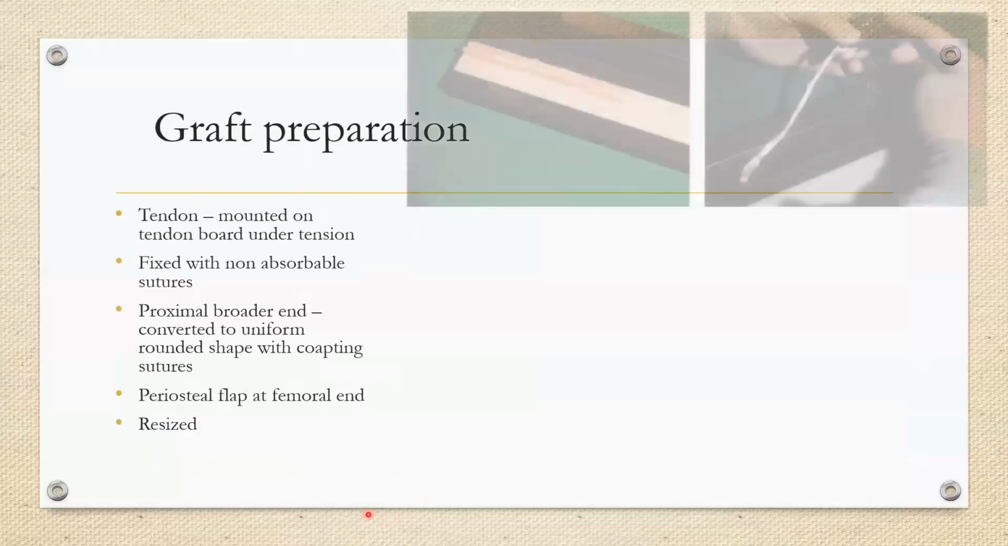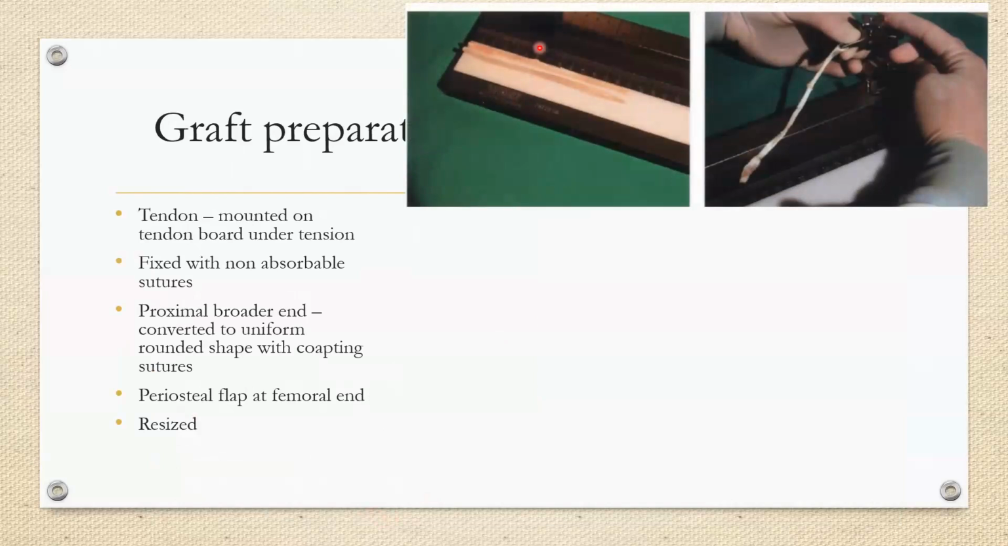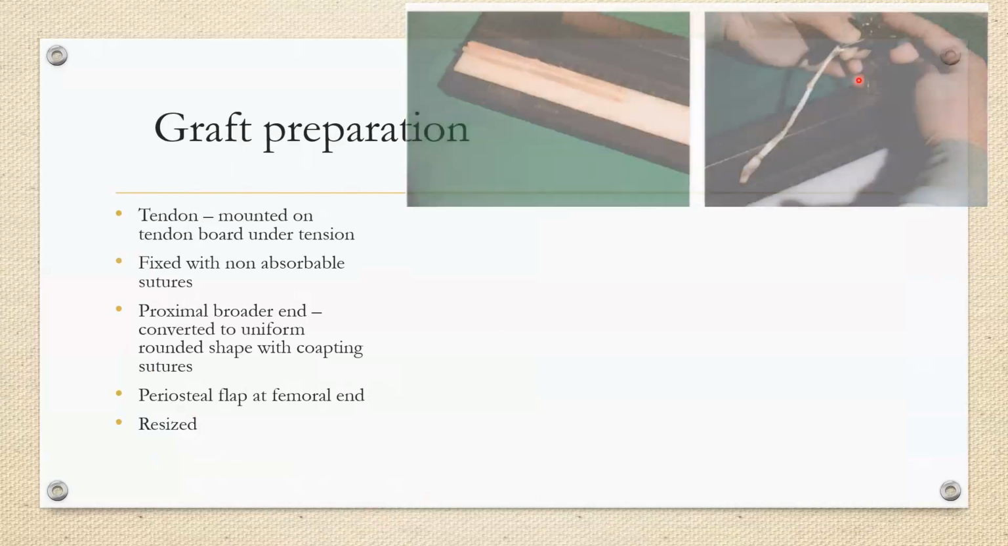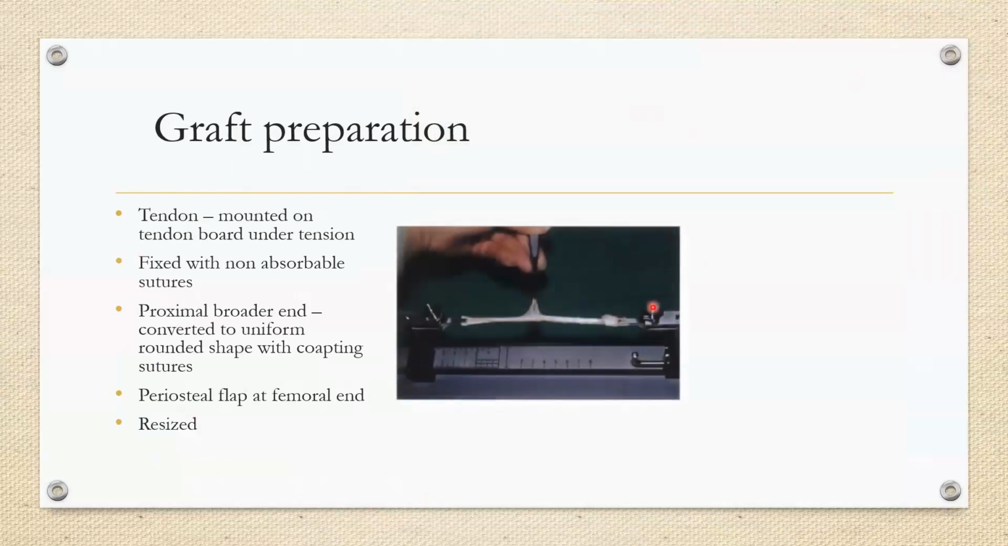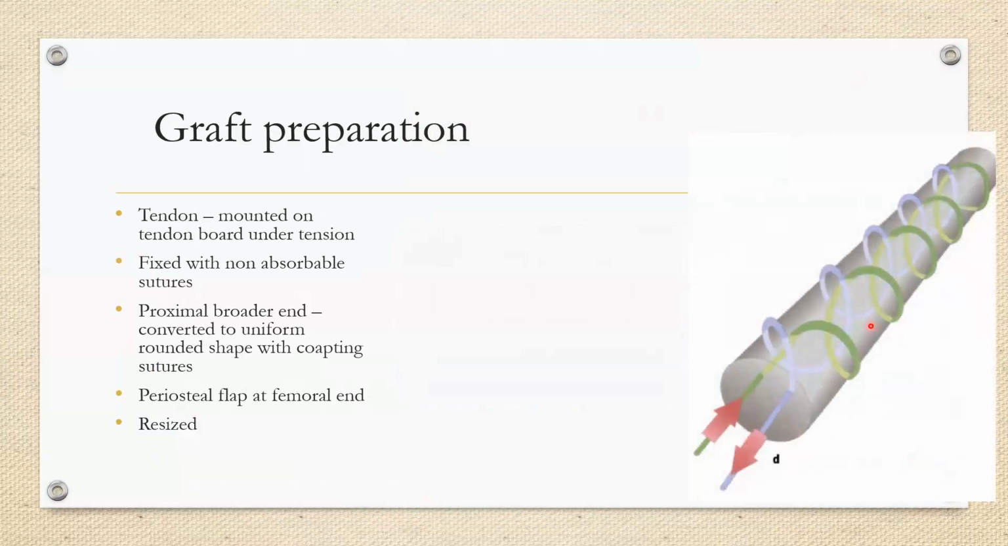Then the tendon is mounted here. They convert the single tendon to a double-stranded tendon, divide it into halves, and prepare the tendon. The tendon is mounted on the tendon board and is kept under tension. With all soft tissues removed, it is fixed with non-absorbable sutures at the ends of the tendon. The proximal broader part of the tendon should be made more uniform with coordinating sutures. This is the orientation of sutures to be placed at the ends of the tendon. This gives adequate tensioning of the tendon when pulled.